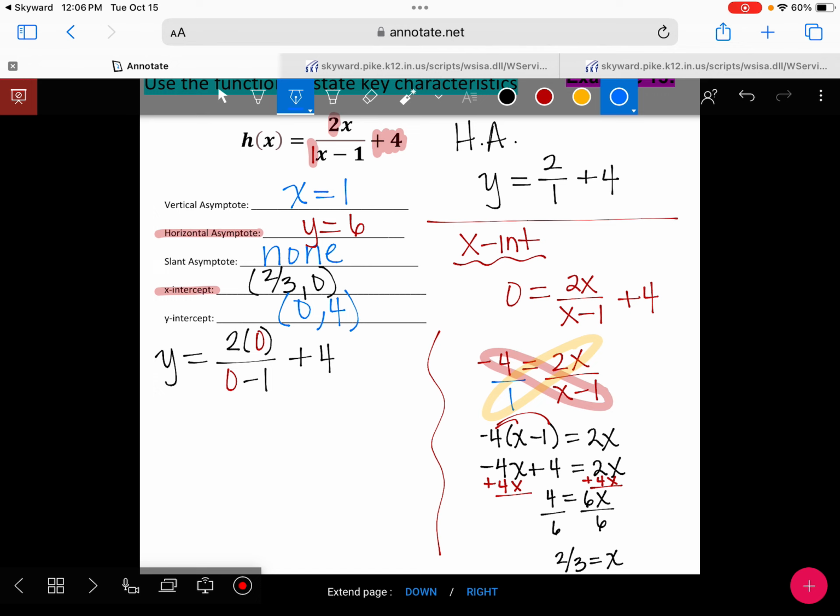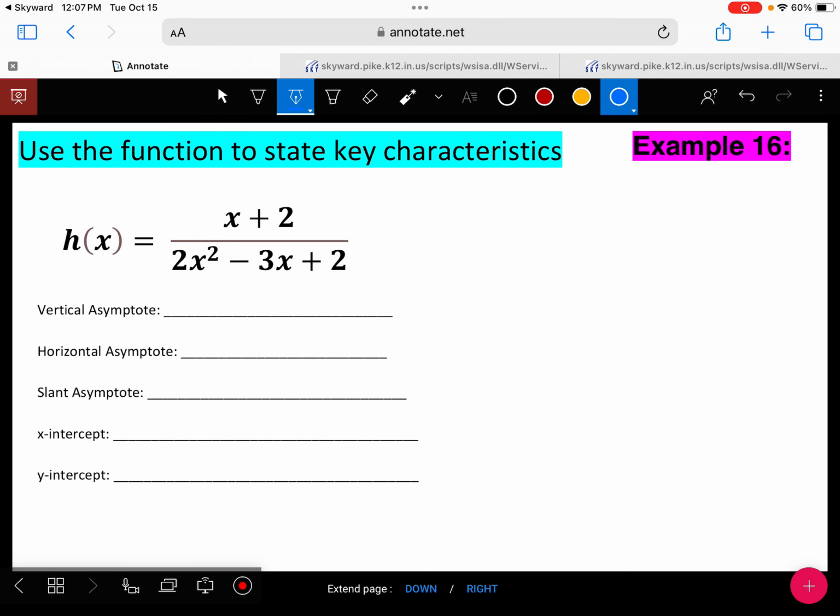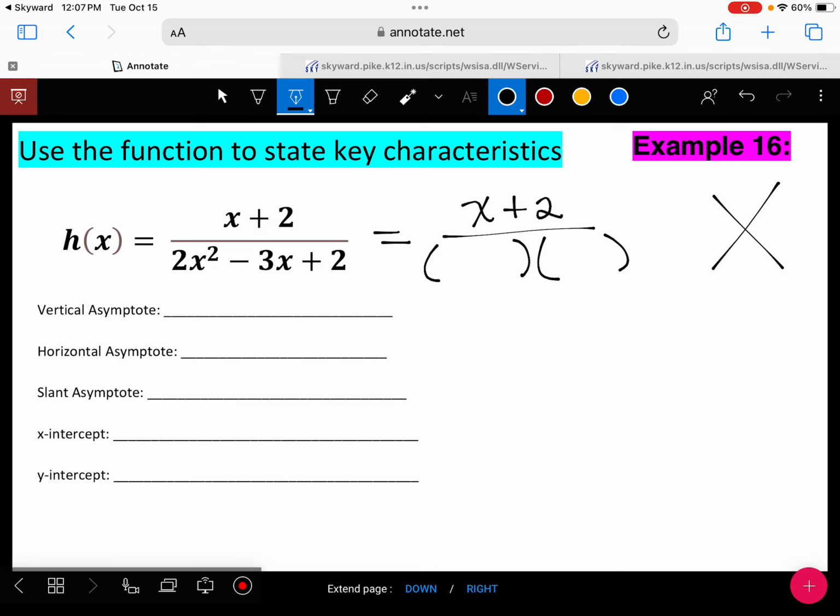All right, last one, and then we're done. Go ahead and factor. If something can factor, factor it. And I think this one has an A value of 2. Yeah, it does. So you have to make a box. You can't do a shortcut. So we're going to have 2 vertical asymptotes, and one of them will be a fraction. Two numbers that multiply to 4.